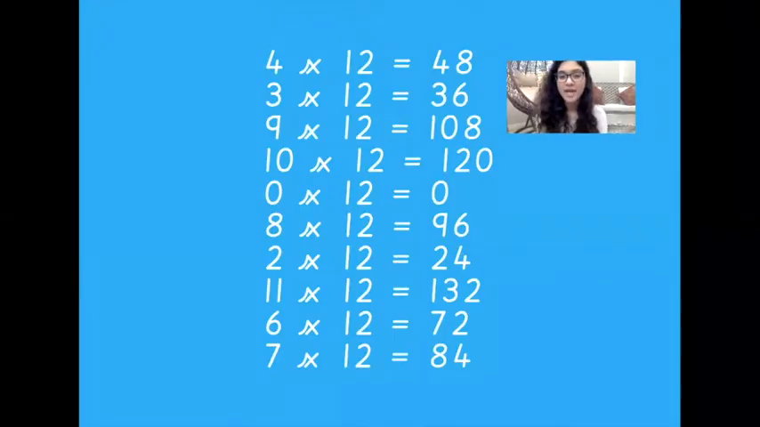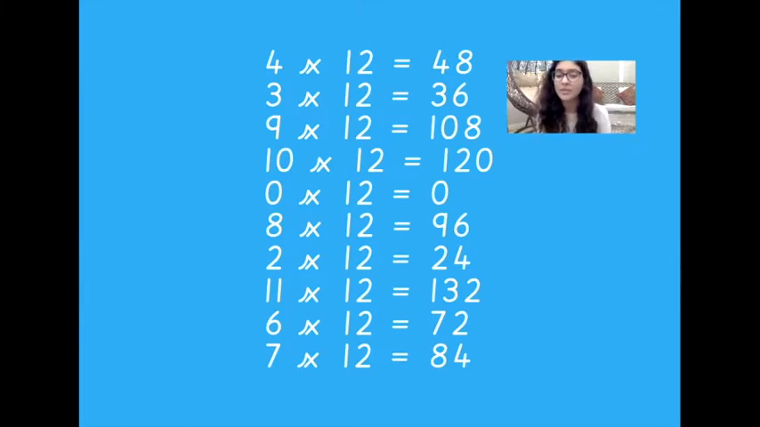We have 4 times 12 equals 48. 3 times 12 equals 36. 9 times 12 equals 108. 10 times 12 equals 120. 0 times 12 equals 0. 8 times 12 equals 96. 2 times 12 equals 24.